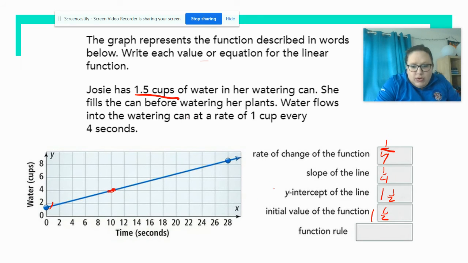So our function is going to be mx plus b. m is our slope, b is our y-intercept. y equals 1/4 x plus 1.5, or 3/2. I just like everything as a fraction. And so that's what that would look like. All right, let's keep going.